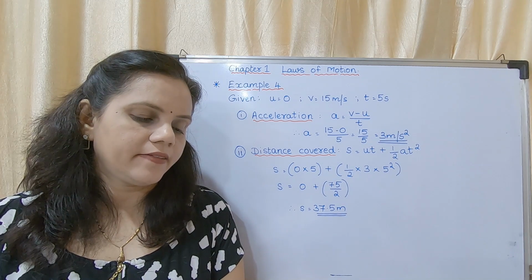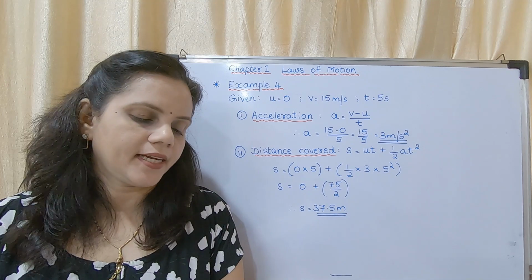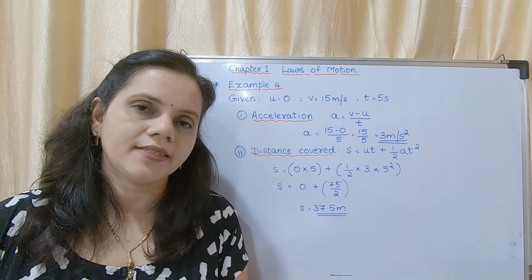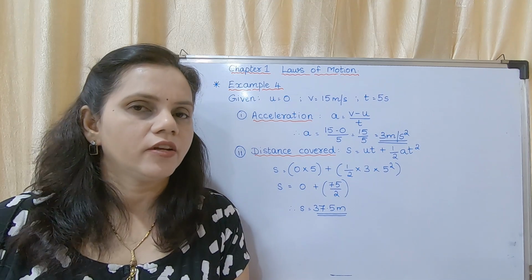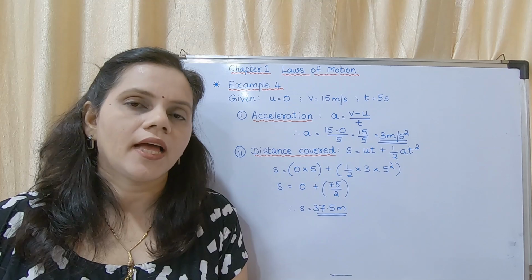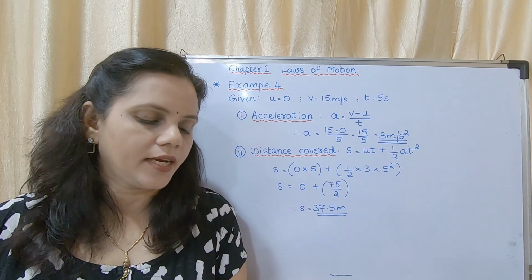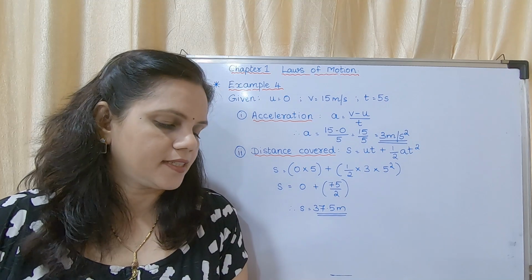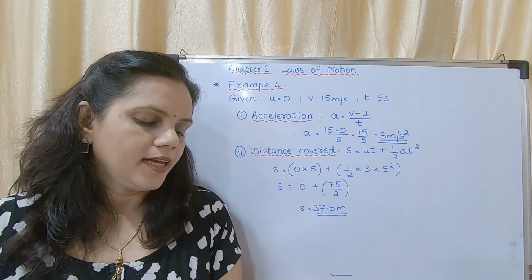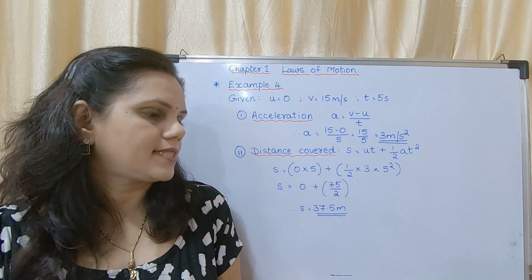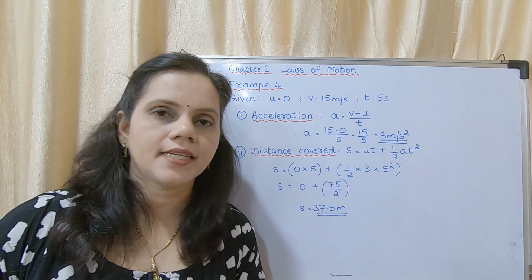If it attains the velocity of 15 meter per second in 5 seconds. Okay, so it is starting from rest and getting a velocity of 15 meter per second. So the initial velocity is 0 and the final velocity is 15 in 5 seconds. So t is 5 seconds. Calculate the acceleration and distance traveled in that time. You have to find out the acceleration and the distance traveled.